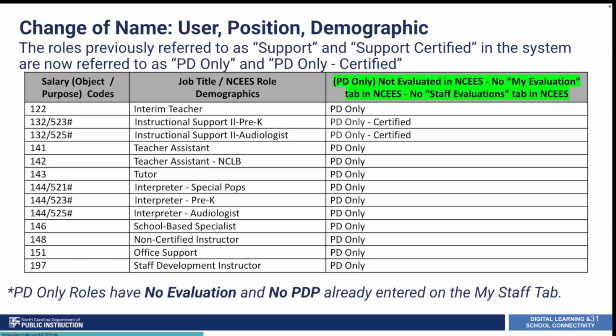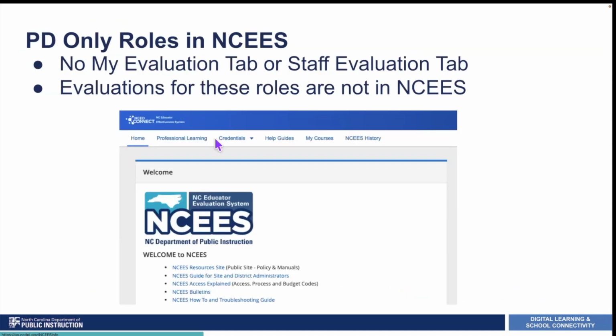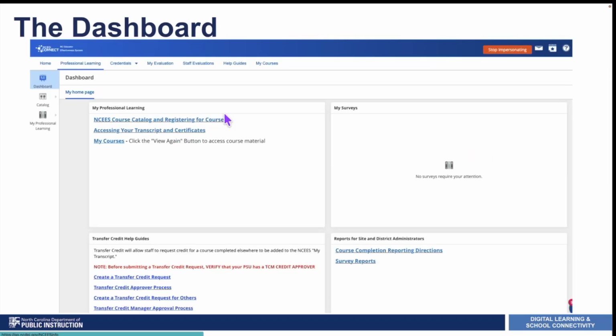I'll share again what I saw when I logged in. If you are a person who is in the system for PD only, remember that means you're in the system just so you can take professional learning or professional development. When you log in, these are the only tabs you would see: professional learning, credentials, help guides, my courses, and NCEES history. The NCEES history is if you were ever in a role where you were evaluated in NCEES, you can go back and see your previous evaluations. So once again, you may see something different depending on your role.